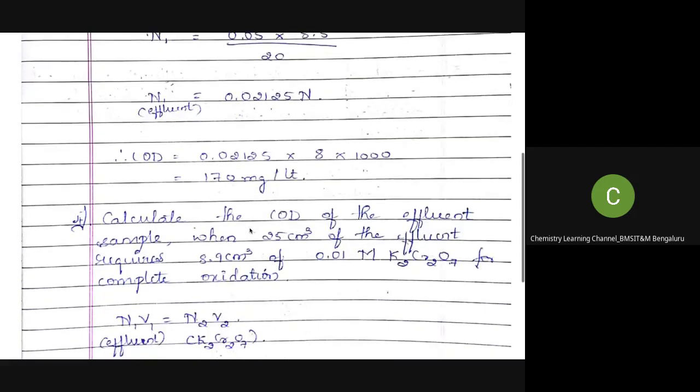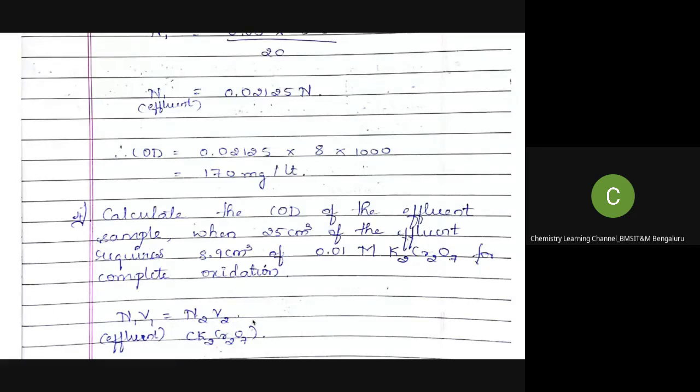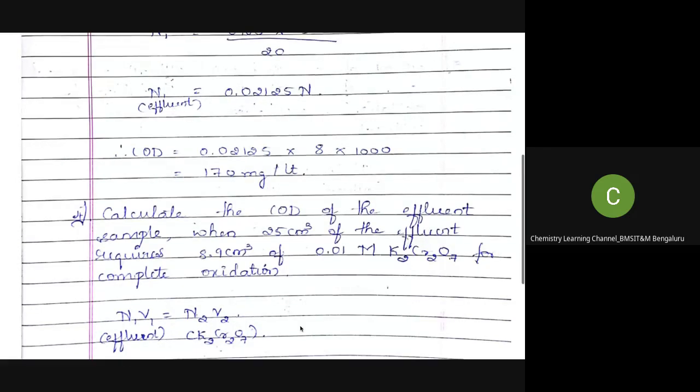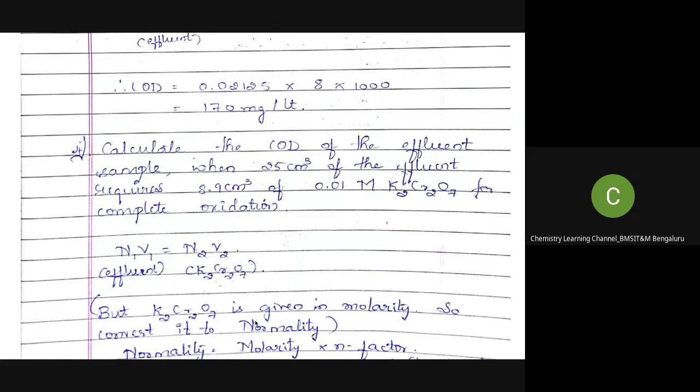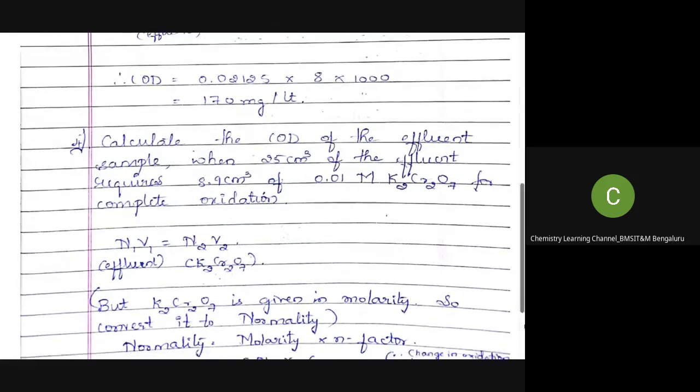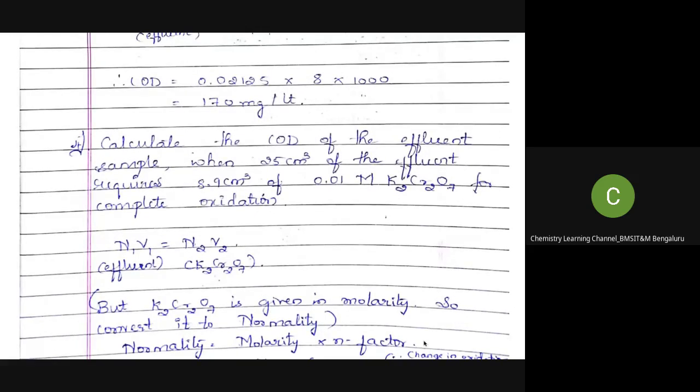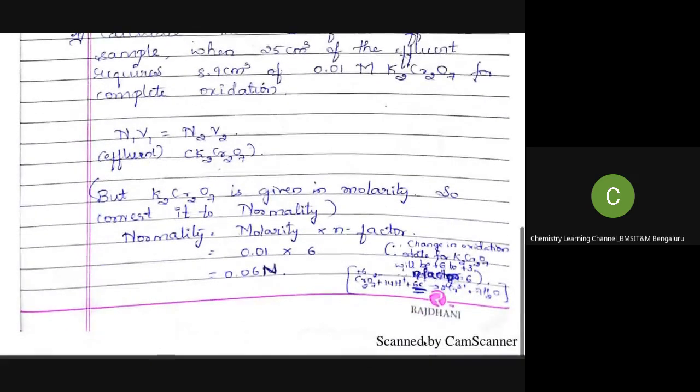So N1V1 is equal to N2V2. N1V1 is for effluent and N2V2 is for potassium dichromate. But potassium dichromate is given in terms of molarity, so convert it into normality, and normality is equal to molarity into N factor. So what is the N factor for potassium dichromate? The reaction which we are carrying out is the redox reaction, right? So for the redox reaction, N factor is nothing but the total number of electrons gained or lost during the reaction. We can just see this.